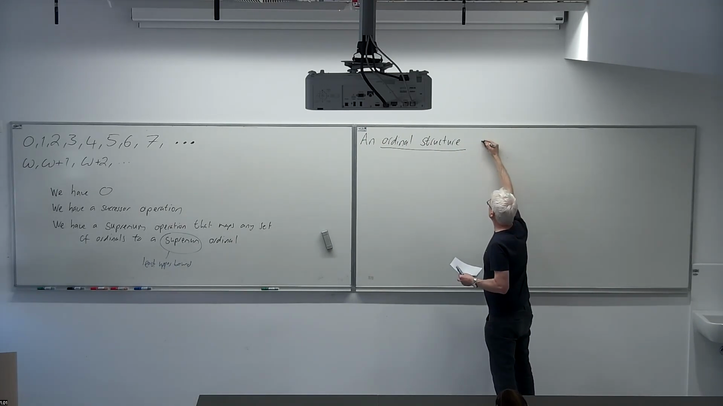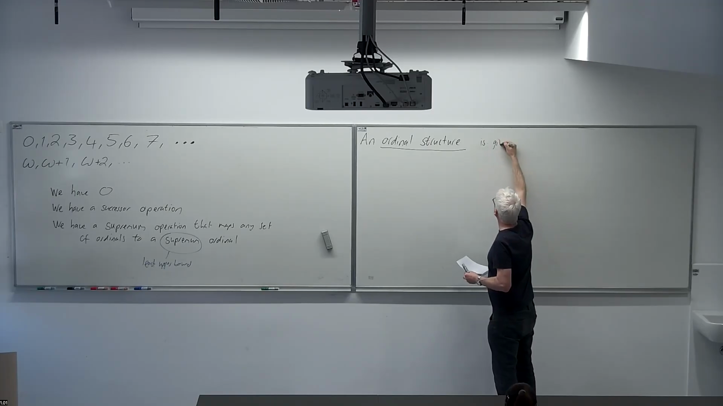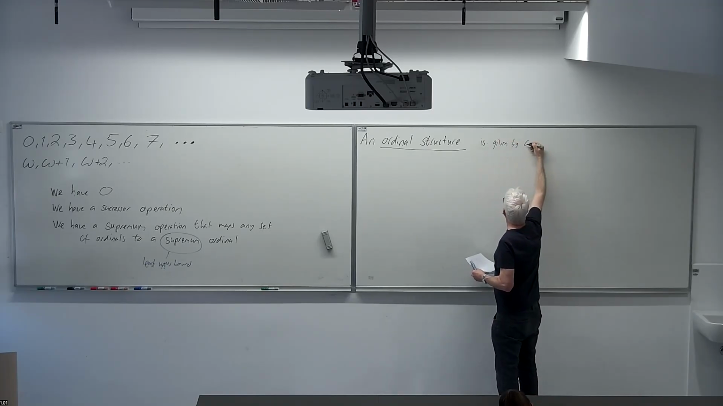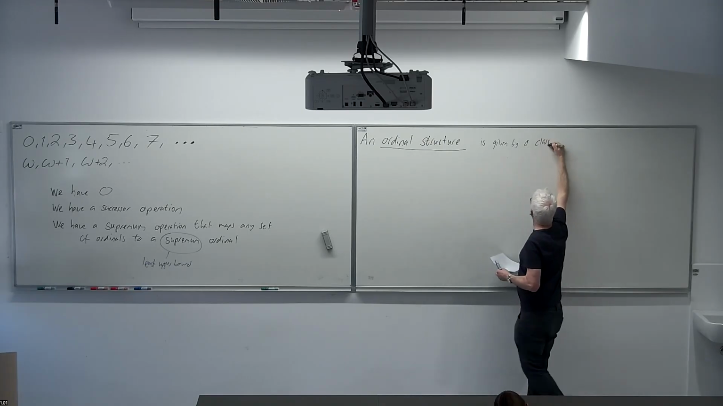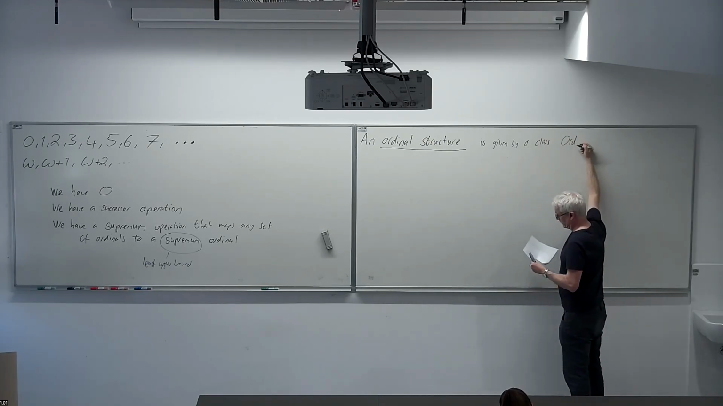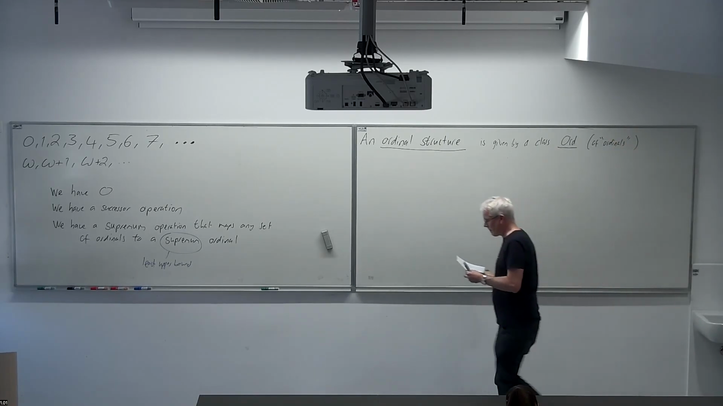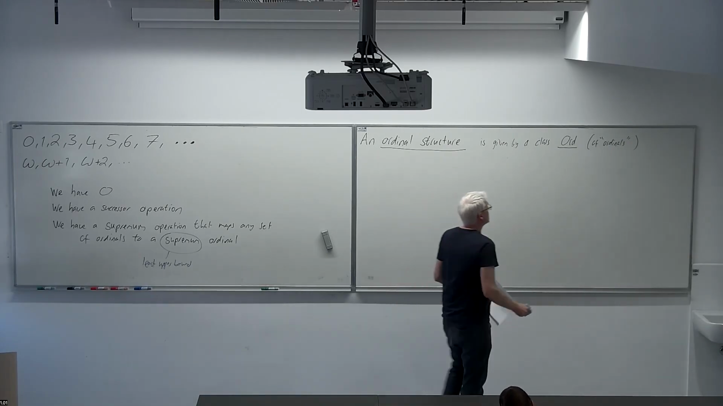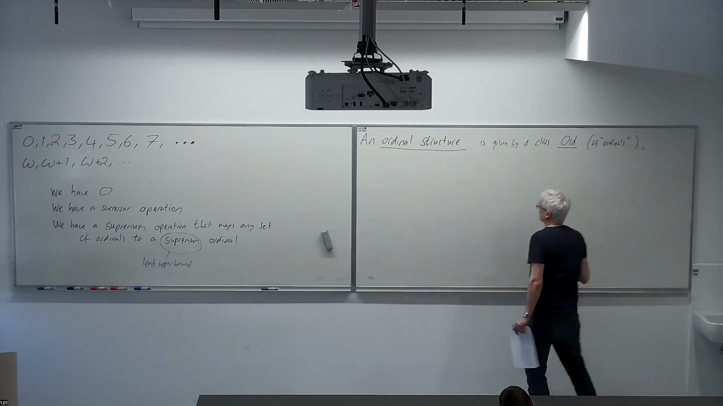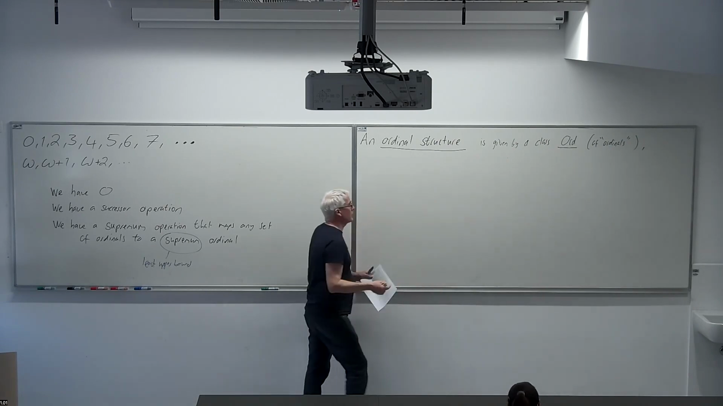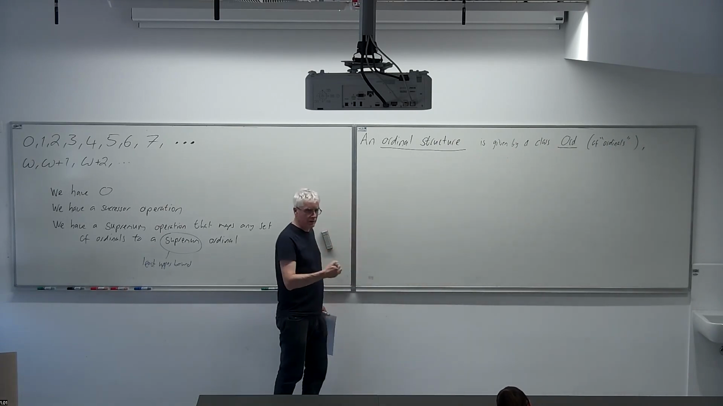So an ordinal structure is also given by a class which we'll call Ord, and these are things that we call ordinals. That's in quotes because that's what we call them. We require that we've got a partial order between ordinals.